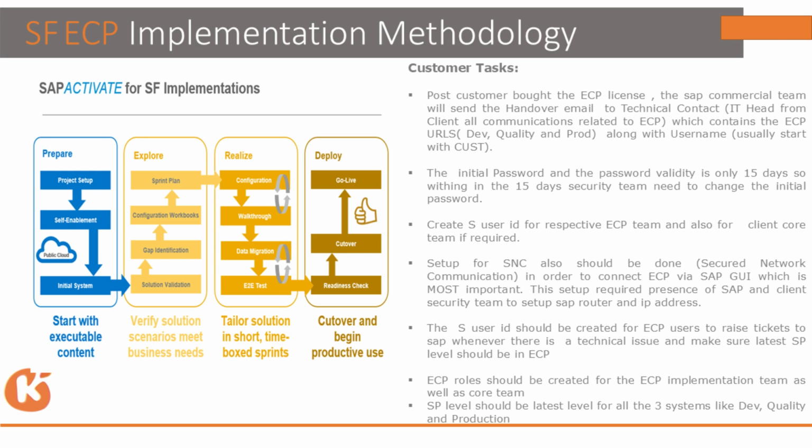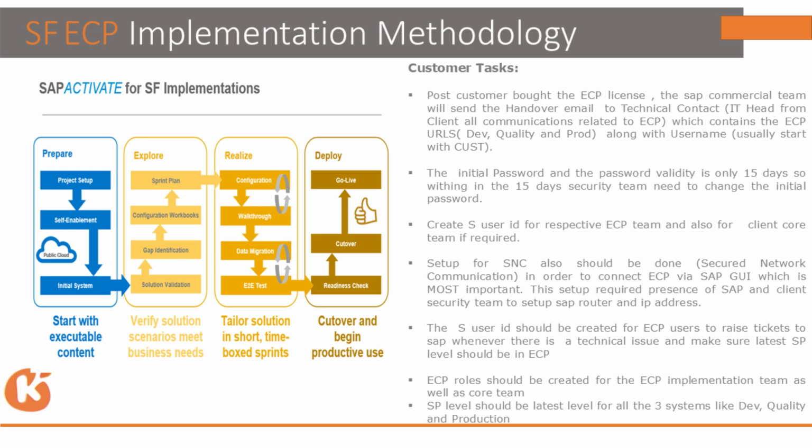This is most important. After you pay the ECP license fee, if you are not getting any welcome mail within 5 days or 7 days, you have to contact SAP saying that we already bought the system but have not yet received the welcome email. The welcome email includes your URL details, your system details, your system ID, your initial password and your initial username. All this will come through the welcome email.